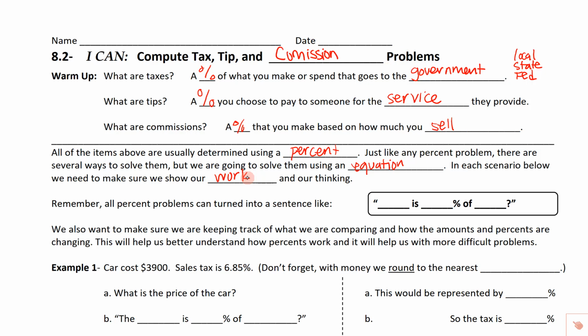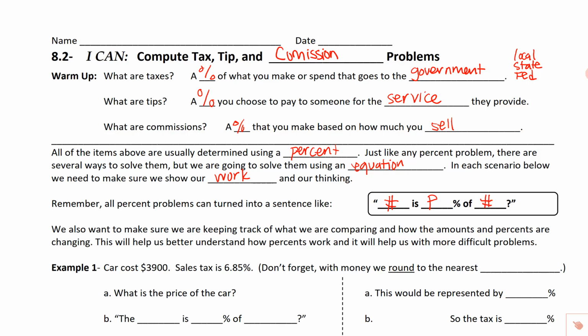All right, so remember, all percent problems can be turned into a sentence like this. You've been doing this in the last section and now in this section. It can be turned into a number is this much percent of another number. We're going to do the same thing with our tax, tips, and commission problems. We also want to make sure we are keeping track of what we are comparing and how the amounts and percents are changing. This will help us better understand how percents work, and it will help us with more difficult problems. So let's go through a couple of examples.